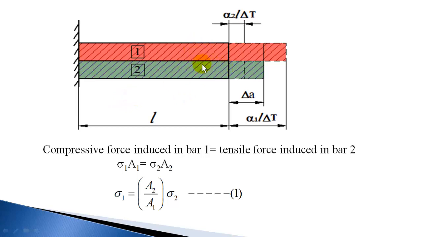So in case of cooling, the material which has the higher coefficient of linear expansion will be subjected to tensile stress, and the other material will be subjected to compressive stress. So in a composite bar, the material which has the higher coefficient of linear expansion will be subjected to compressive stress when it is heated and tensile stress when it is cooled. The other material will be subjected to opposite stresses.